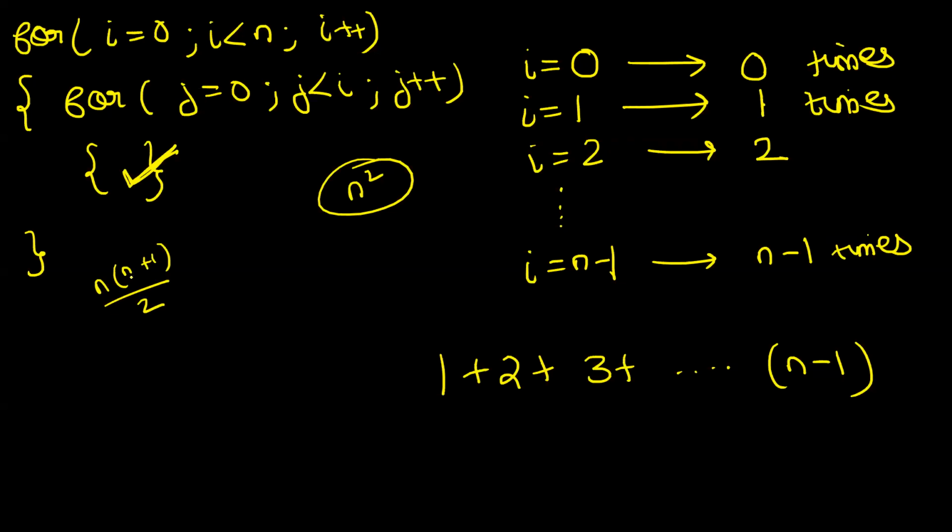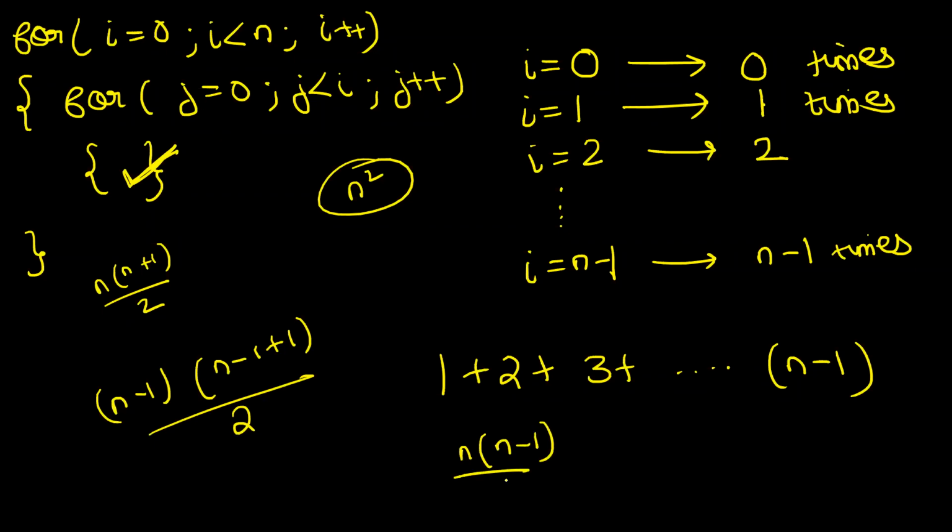So what will be the sum of the first n minus 1 natural numbers? Just substitute n minus 1 for n. Okay. So it comes out to be n into n minus 1 by 2. Do you all understand this part? What am I saying, guys?